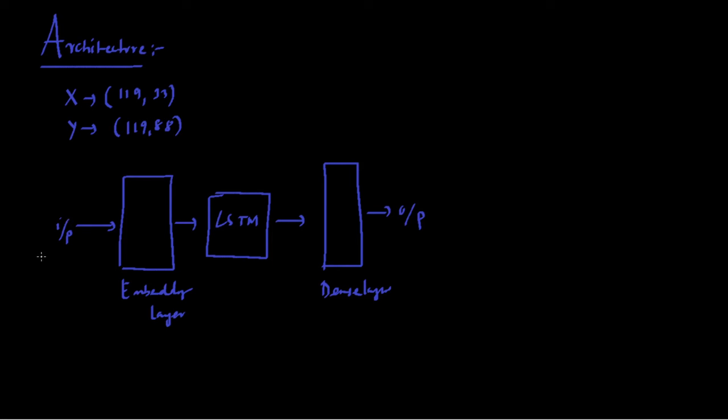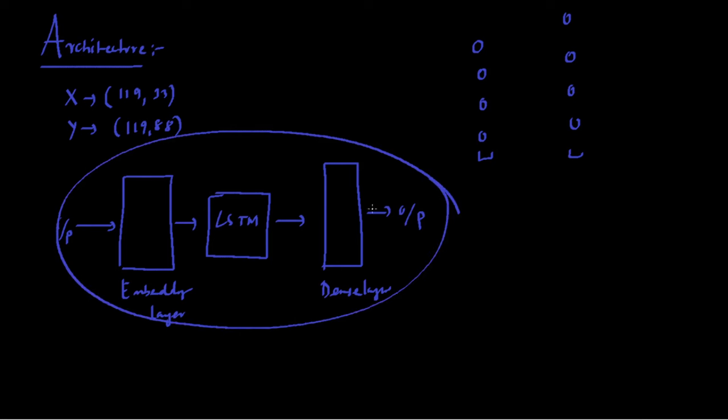What exactly will be the input that goes in? What will be the output at the embedding layer? What is the output at the LSTM layer? What is the output of the dense layer? How does my neural network look like? Something like this. We will be talking about it slowly. As of now, let's jump into the coding part. Let's try to convert this architecture into code and then we will talk about this part.